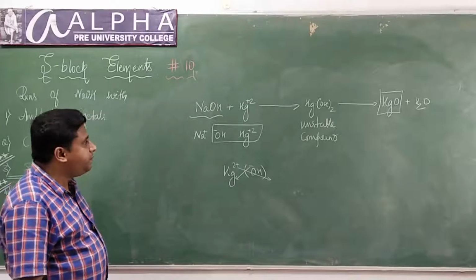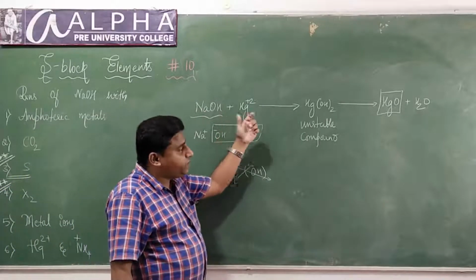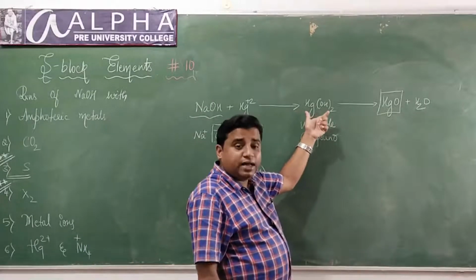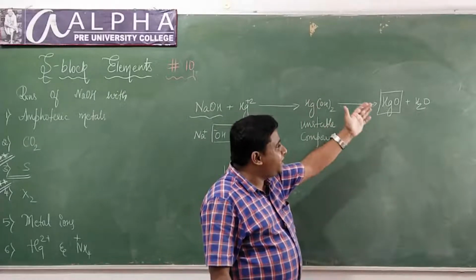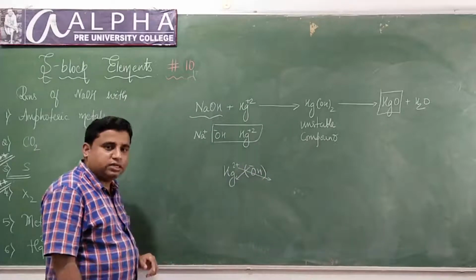Any doubts? So when sodium hydroxide reacts with mercuric ion, first it forms mercuric hydroxide, which is an unstable compound. It breaks down to give mercuric oxide and water. Again, don't worry about balancing the reaction.